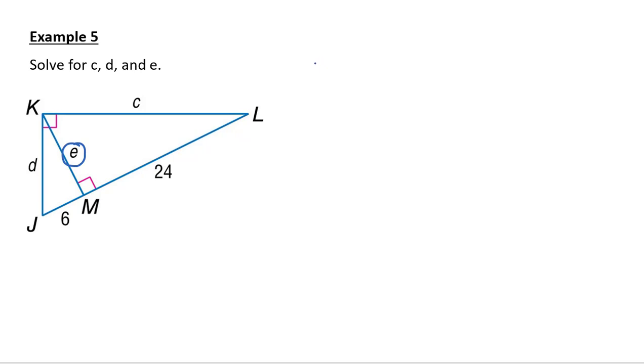E. I notice E is the altitude, so E is the geometric mean between 6 and 24. So E squared is equal to 144. E is equal to 12.